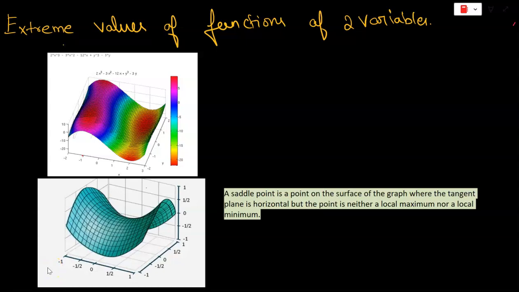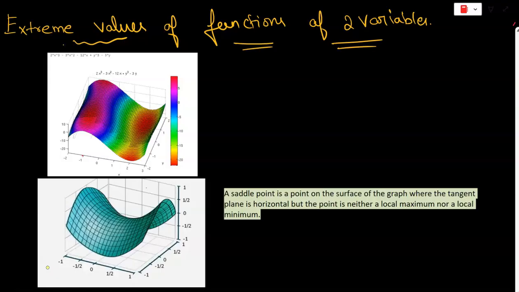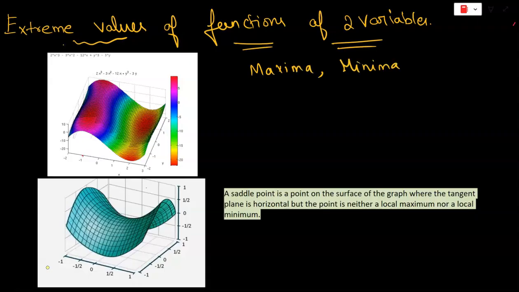Hi. In this video, let's see the problems based on extreme values of a function of two variables. Extreme values means either it could be a maxima or it could be a minima. So they're asking you to find the extreme values, which means find the maximum value and the minimum value. So far you would have seen this in one variable. Now we are going to see it in two variables.